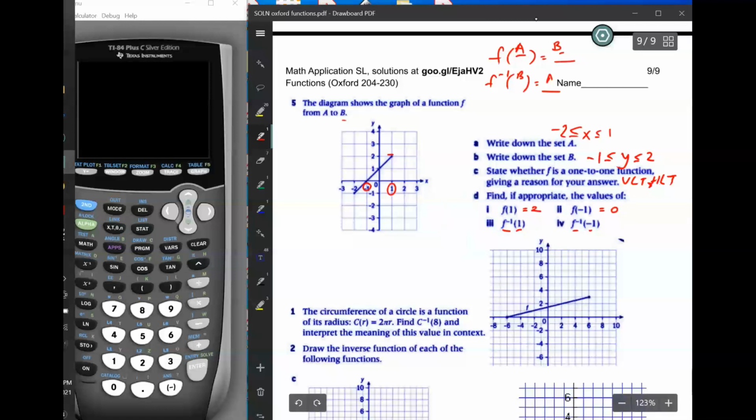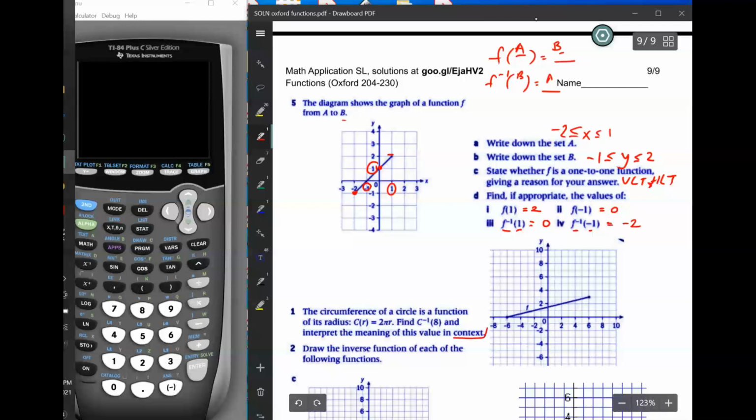Okay, so f inverse of 1, we're talking about something from the set B, which would be the y-axis value, and we'll see what x value it maps to. It maps to an x value of 0, right? Because this point here is (0, 1), so it's equal to 0. f inverse of -1 is talking about the y-axis value -1, which maps to this point here. This point is (-2, -1), right? So this maps to an x value of -2.